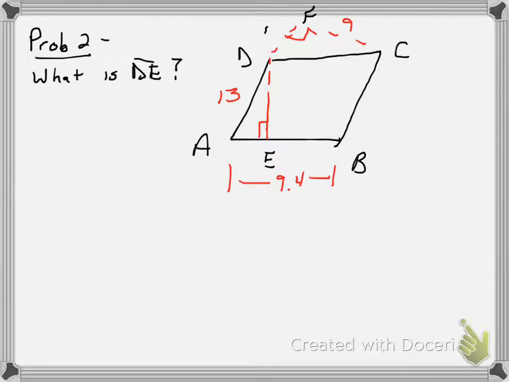Problem 2, what is DE? Now in problem 2, we're looking for DE. DE is the altitude here. Okay, so it's really our height. So it's a height that's associated with the base 9.4. So how am I going to find that?